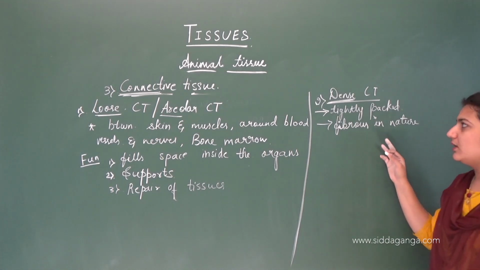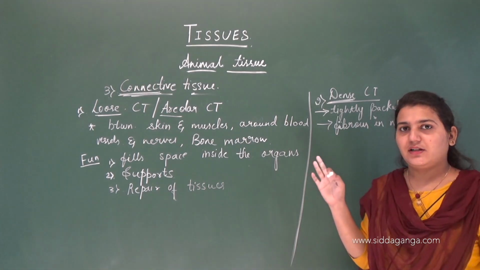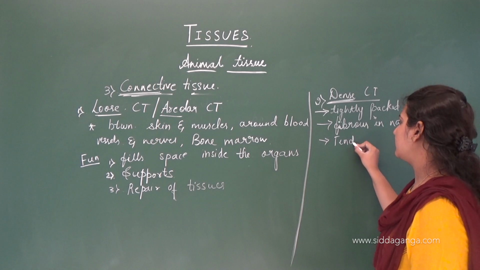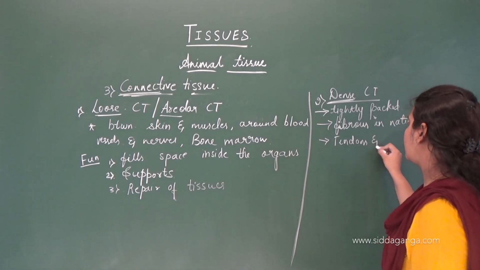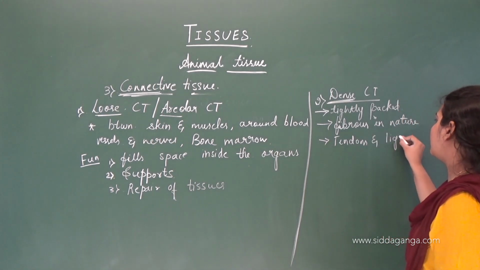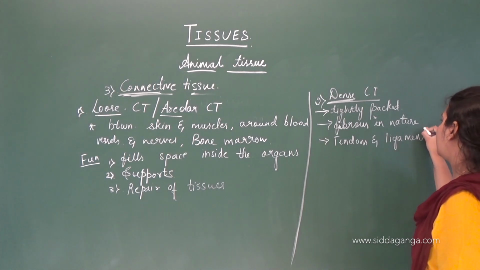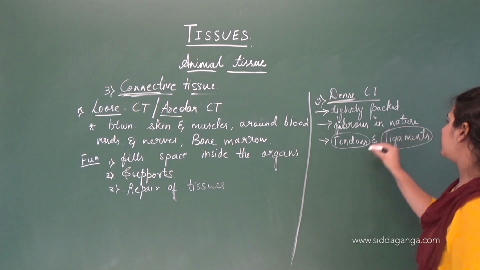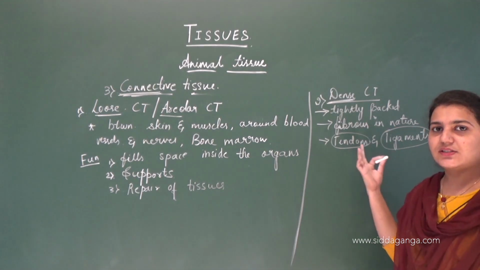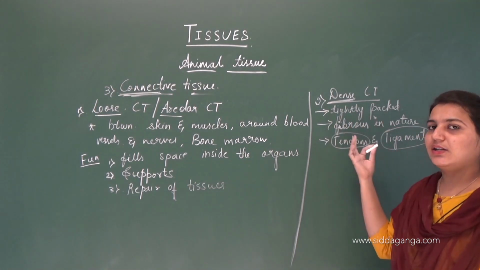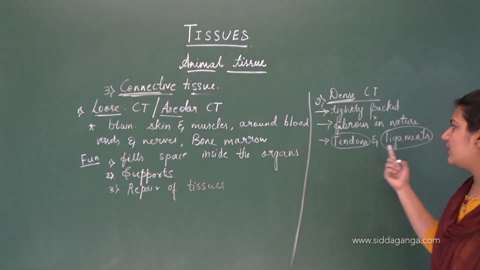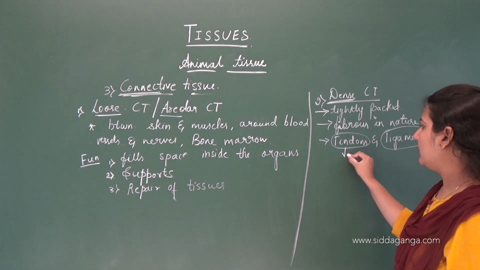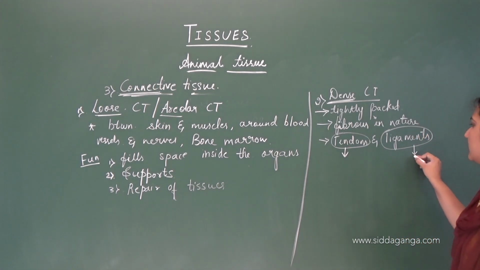There are basically two types of dense connective tissue: tendons and ligaments. So remember these two terms. These are the two tissues which consist of dense connective tissue. So what are these tendons and what are these ligaments? Let's see them one by one.